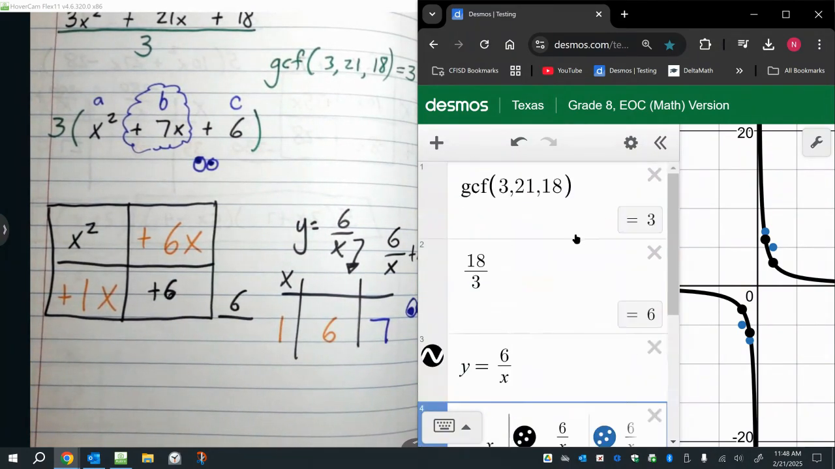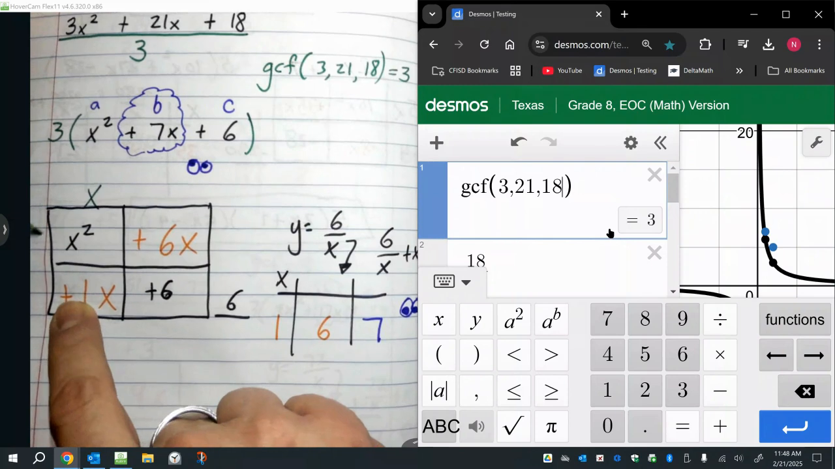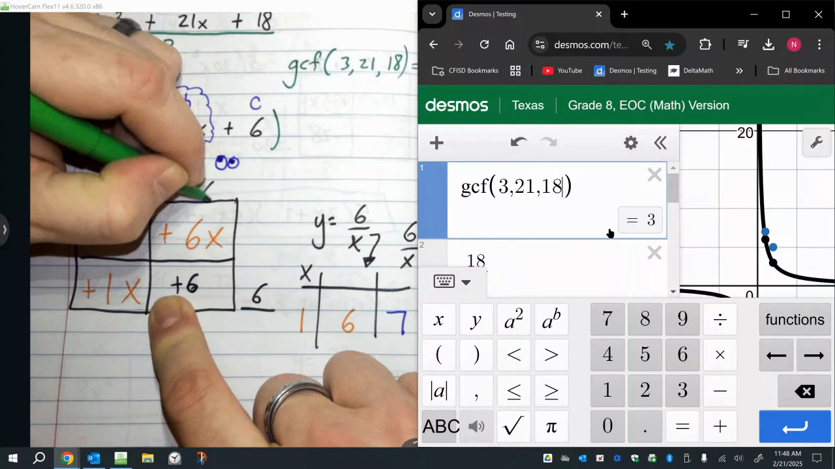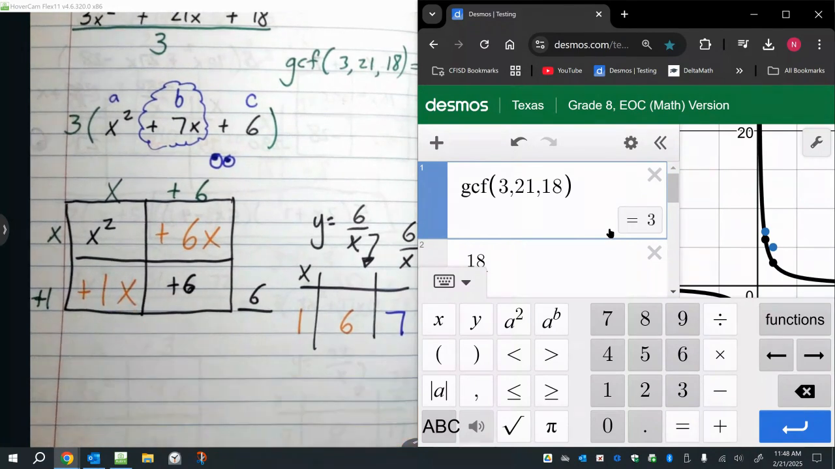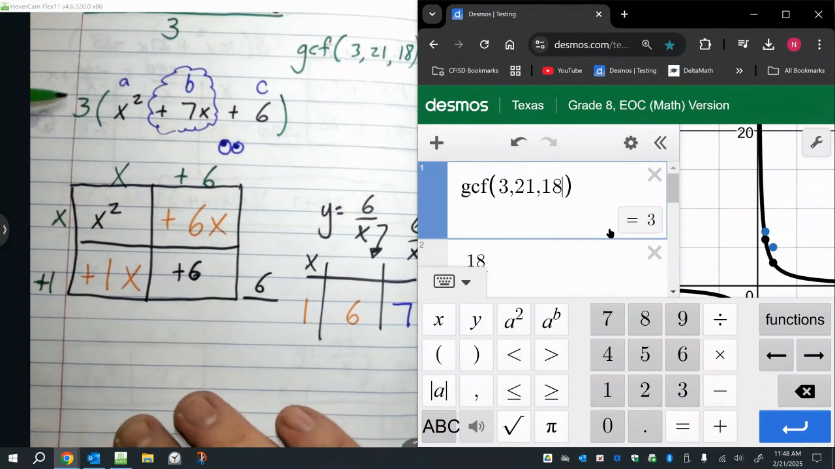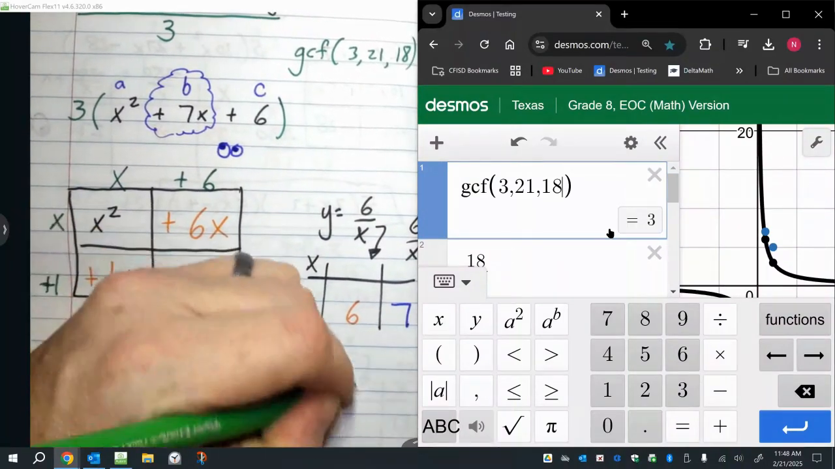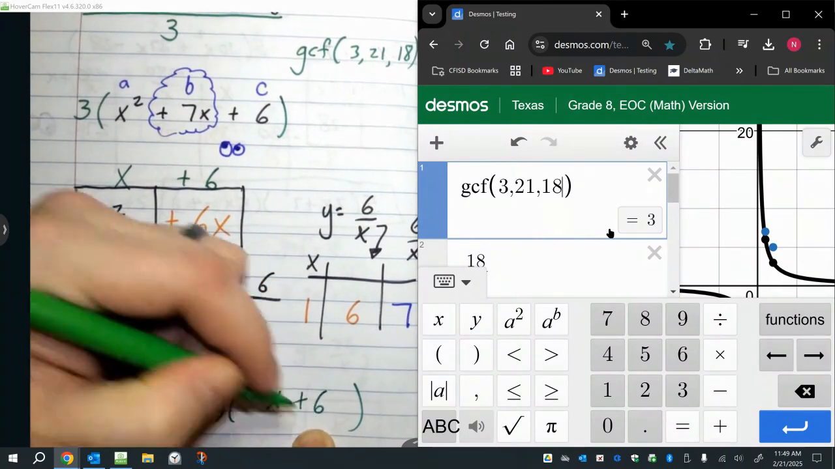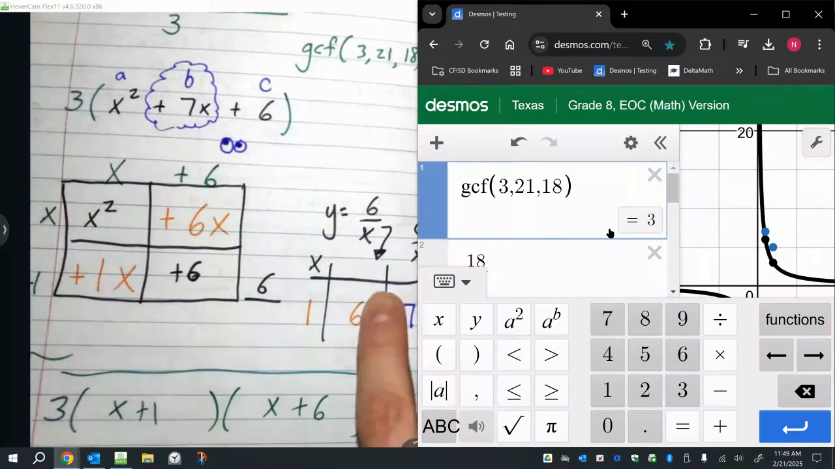If you're not sure, go back to GCF. It's fine. You can do 1 and 1. Well, we know this, right? X times x is x squared. X times what is going to give you 6x? Well, multiply that by 6. We want this to be multiplied by 1. So there's our final answer. Our final answer is 3, and then 2 sets of parentheses with x plus 1 in one of them and x plus 6 in the other. That's my final answer for the first problem.